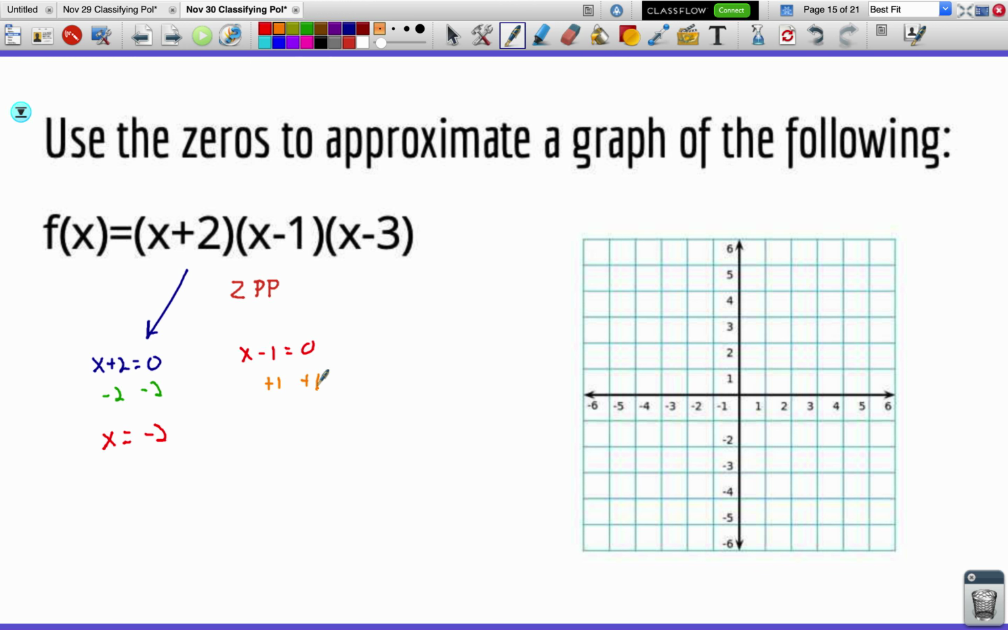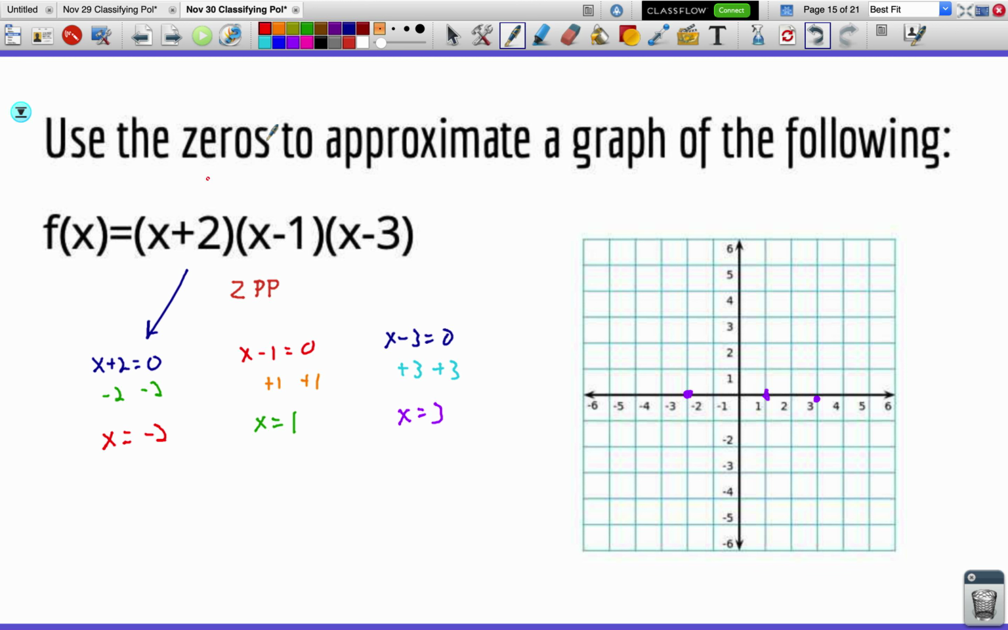All right, so I set each of these individually equal to 0. And what I'm solving for are the x-intercepts. So even though I don't know a ton about what this graph will look like, from the factored form, I was able to get 3 of its x-intercepts. Those were -2, 1, and 3.